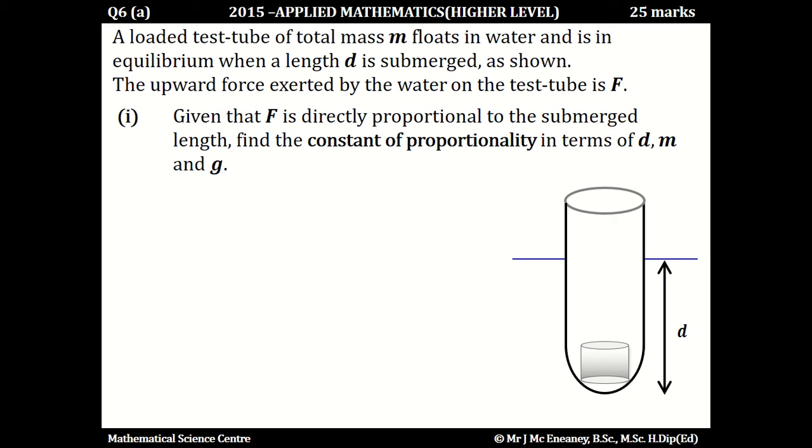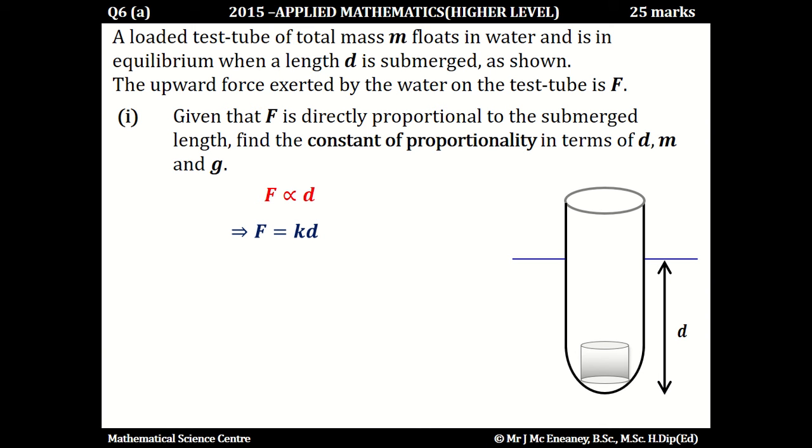So we're told that F is proportional to the submerged length. Now you can see d is the submerged length, so F is proportional to d. If F is proportional to d, this means that F equals some constant times d, and we're going to let K be that constant of proportionality.